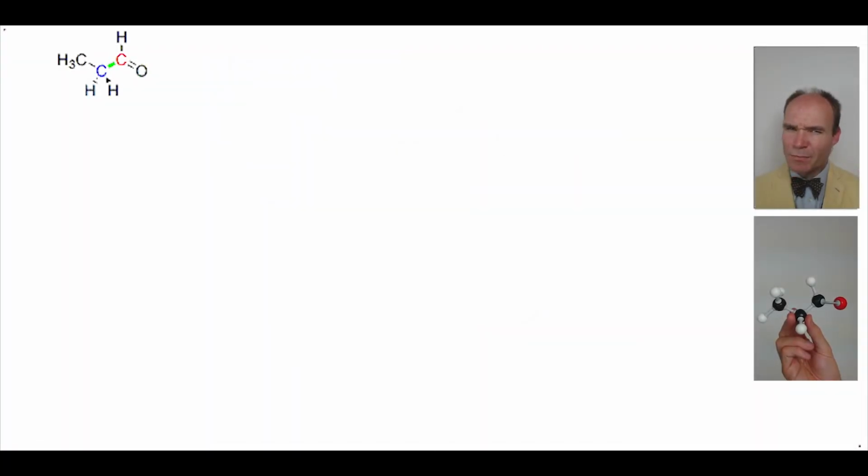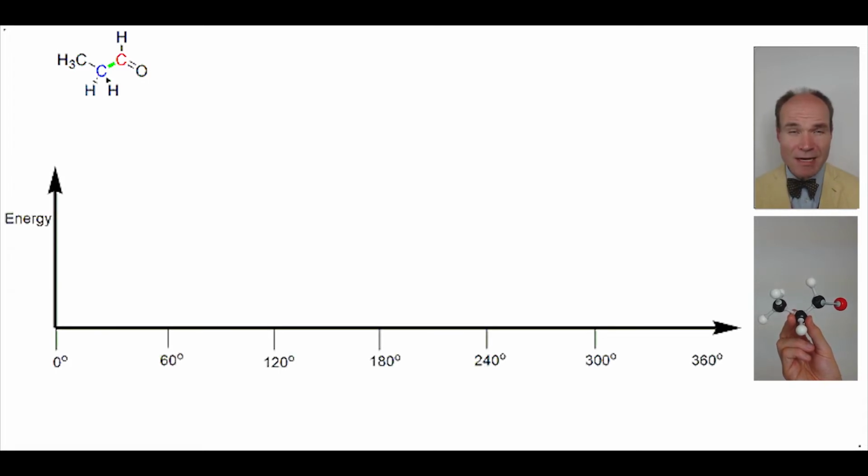What would happen if we replaced the methylene, CH2, of butene with an oxygen? We'd have propanal. Let's consider its conformation energy profile. To start with, we will view propanal down the bond green from carbon 1 red to carbon 2 blue.